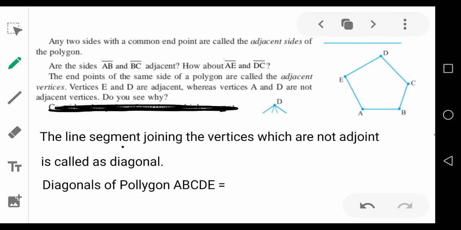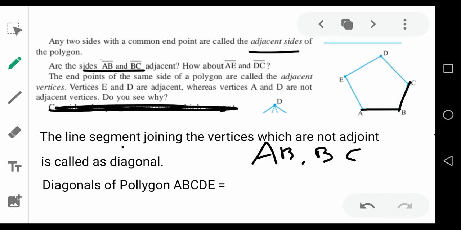Okay. Now, any two sides with a common endpoint are called adjacent sides. Now another term is coming, that is called adjacent side. Adjacent sides means these two sides which are nearby. Adjacent, the meaning itself is near. So these two sides are near. So they are adjacent sides. Okay. So here AB and BC are adjacent. So we can write AB, BC are one pair of adjacent sides.